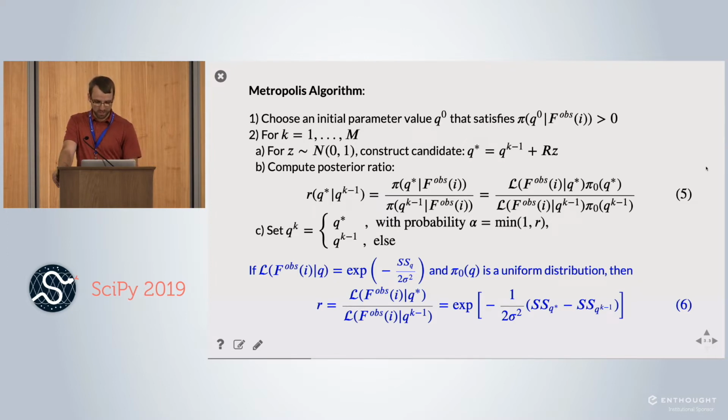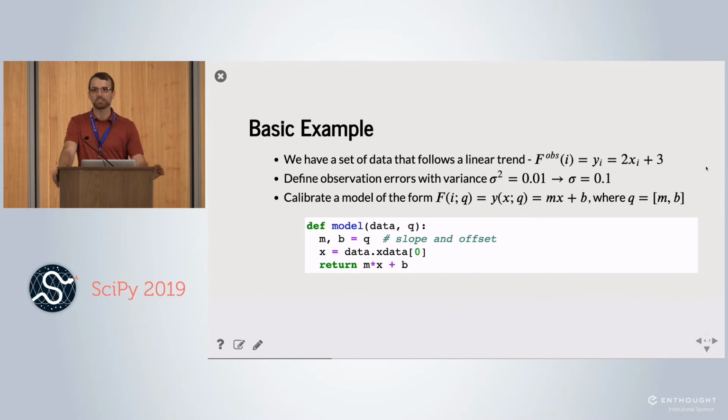All right, so let's look at a basic example. I like simple examples. We're going to look at some data, and we're going to make it really nice data that just follows a linear trend, with a slope of 2 and an offset of 3. I'll define this on the next slide, but we're also going to add some noise to it to make it a little more realistic, and we just specify the amount of variance in that noise. And in our infinite wisdom, we're going to fit a linear model to our linear trending data.